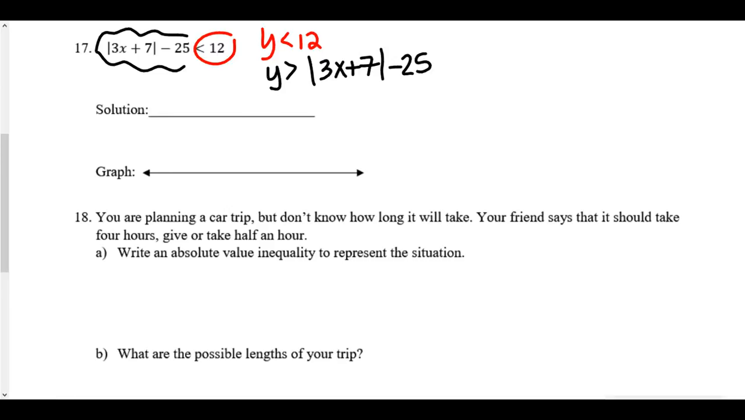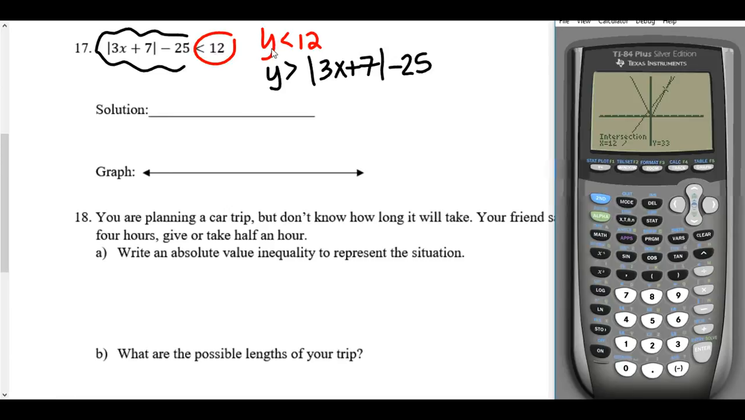So in my calculator, if I'm in my TI, in order to do the inequalities, I want to go to the apps. So I'm going to go to apps and I'm going to choose the inequal. It says press any key. So I'm going to clear this first equation. Oops. My first equation was just 12.